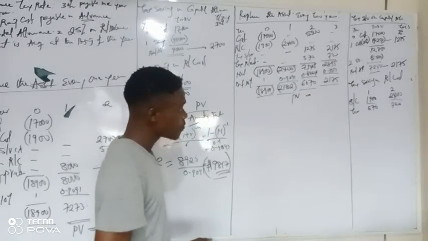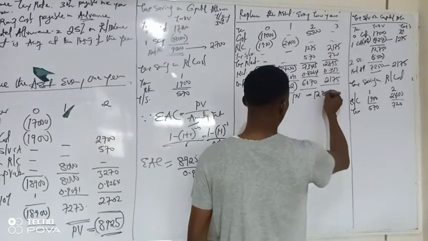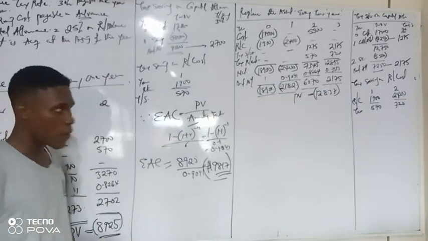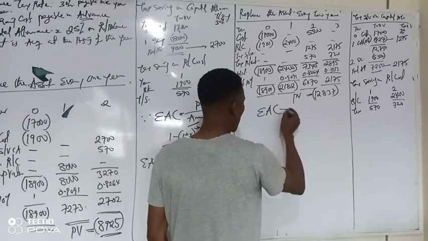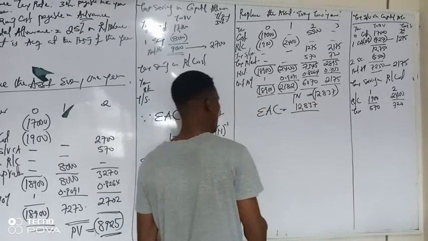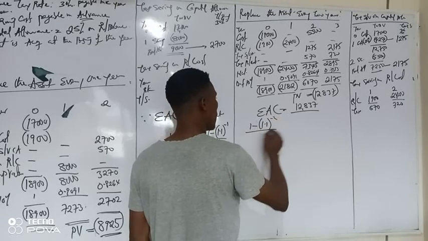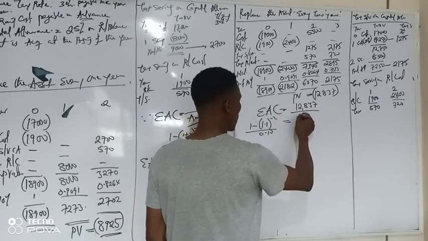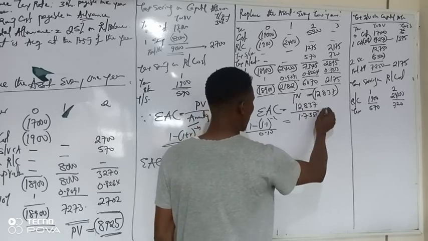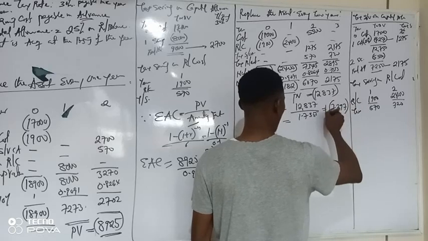Our PVs, 12,837. I say you must not stop there. All you go for now is equivalent annual cost. So our equivalent annual cost will be the PV over annuity. 12,837 divided by annuity for 2 years, 1 minus the bracket 1.1 to the minus 2, over 0.10. All the way up. 1.77355 like this. All the way up. 7,397. The cost.